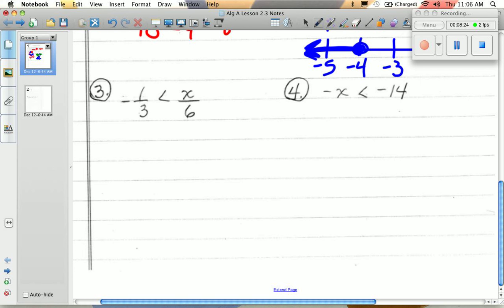Okay, let's look at number 3. Negative 1/3 is less than x over 6. What does x over 6 mean? What operation? x divided by 6. So if x is being divided by 6, how do we undo dividing? Multiplication. So what are we going to do? Multiply both sides times 6. So this side has to be multiplied by 6, and the other side has to be multiplied by 6.